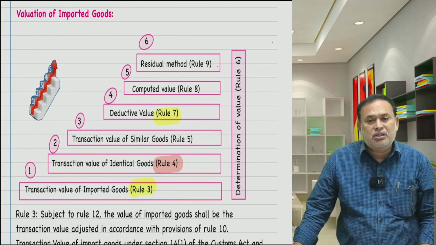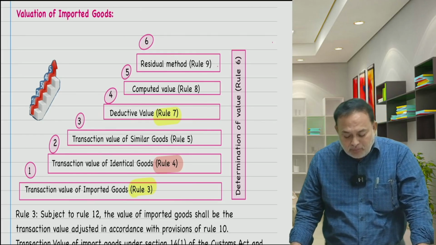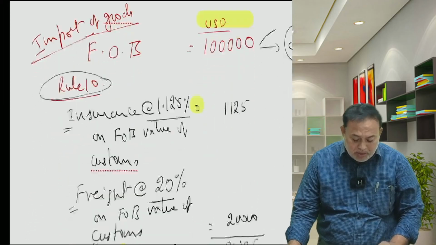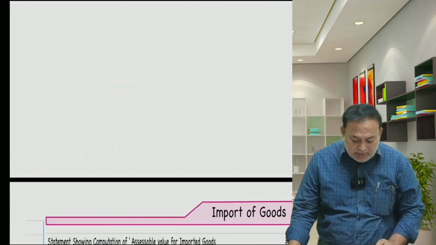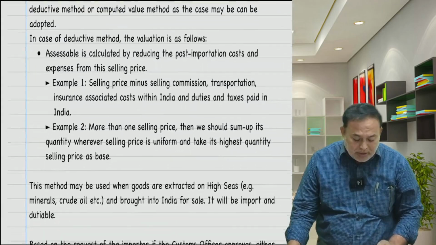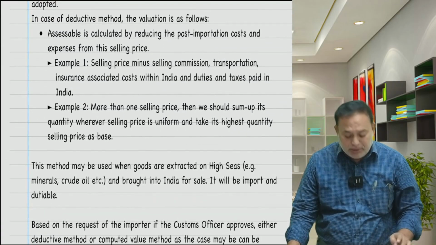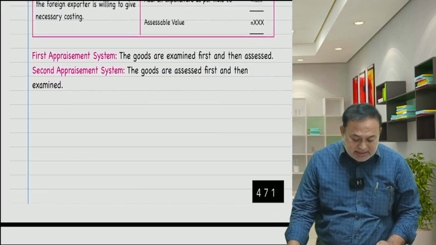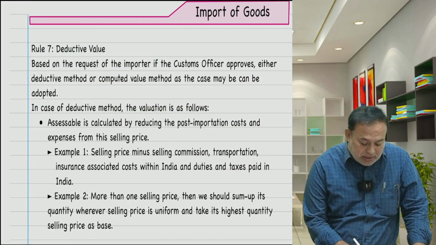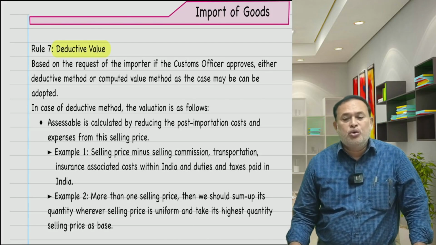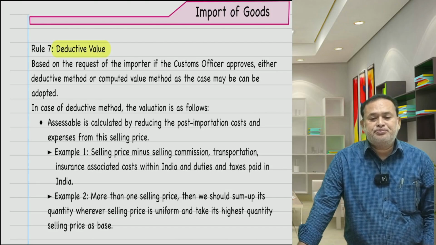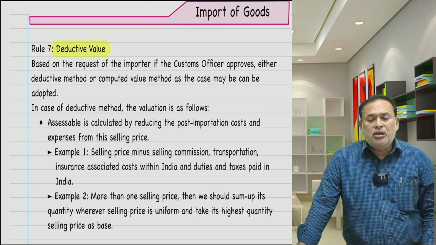What is to be deducted from what? The deductive value method, my dear friends, is applicable wholly only when it relates to what we can call high seas purchases or high seas sale. Rule number 7, deductive value, applies especially when high seas sale comes into the picture. You are aware of that.